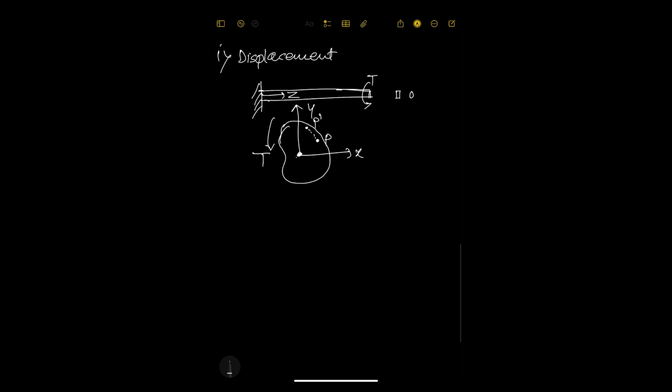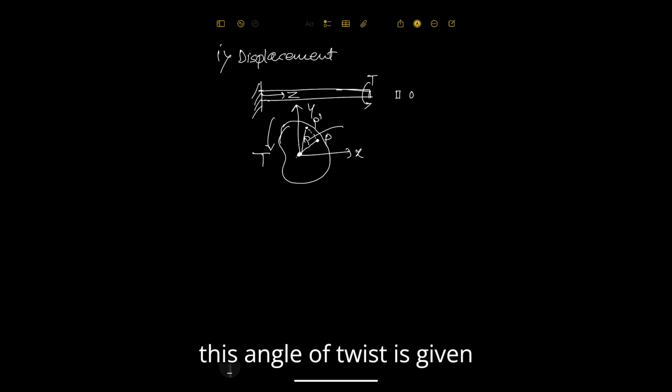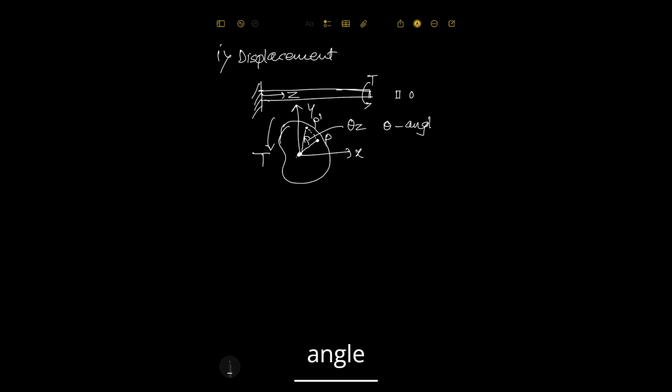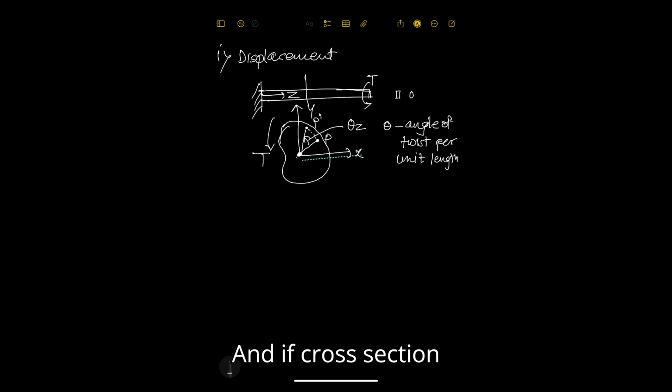And so this angle of twist is given by theta z, where theta is the angle of twist per unit length, and if the cross section is at distance z, then theta z will be the angle of twist.